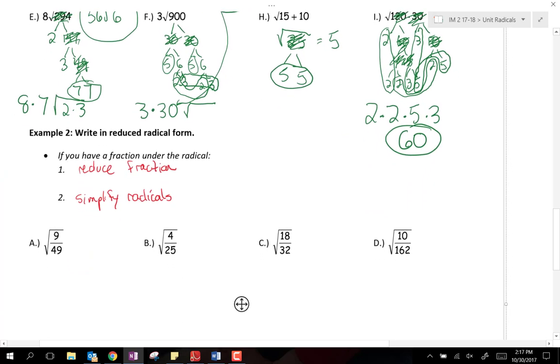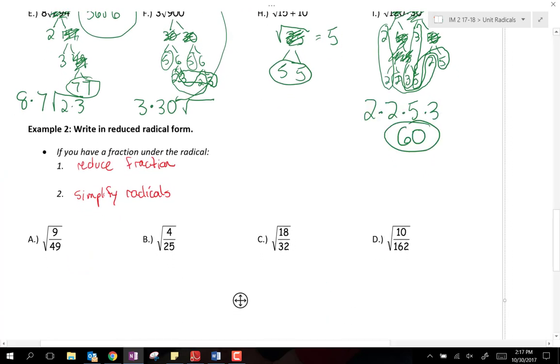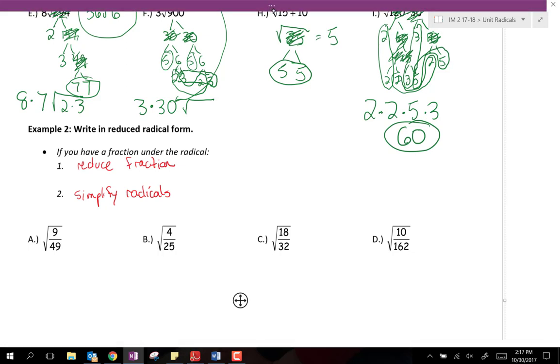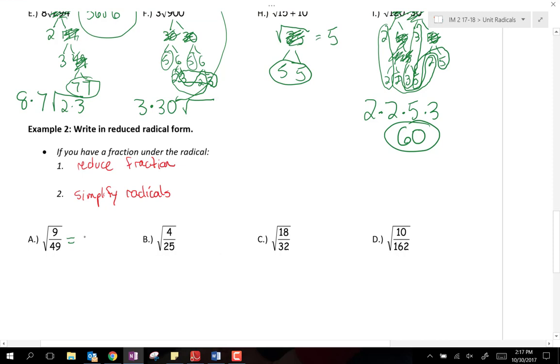Now reduce in radical form. If you have a fraction under the radical, you reduce the fraction first and then simplify the radicals like we just did. Switch up the color. So we can't simplify 9 over 49. Nothing goes into 9 and 49, so I split them up. Square root of 9 is 3. Square root of 49 is 7.